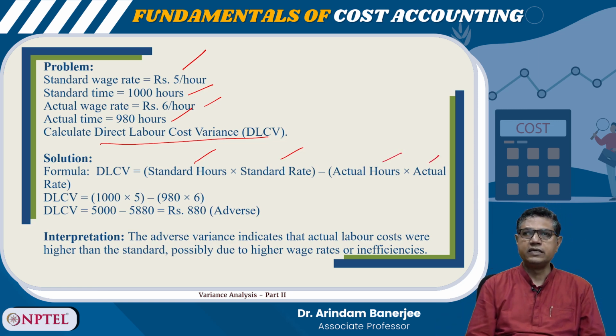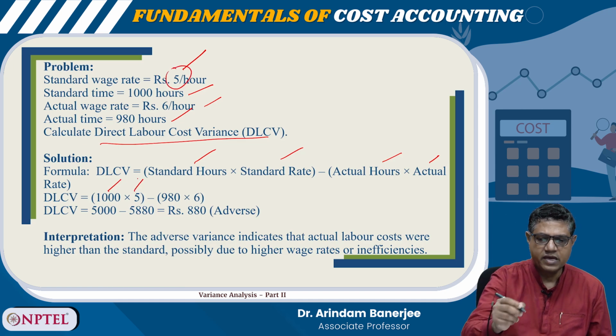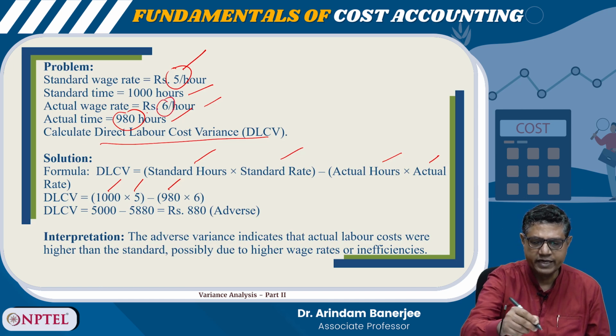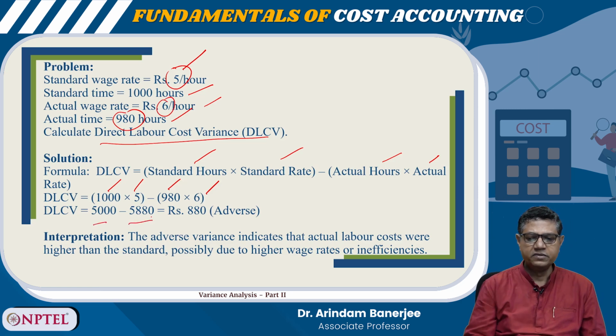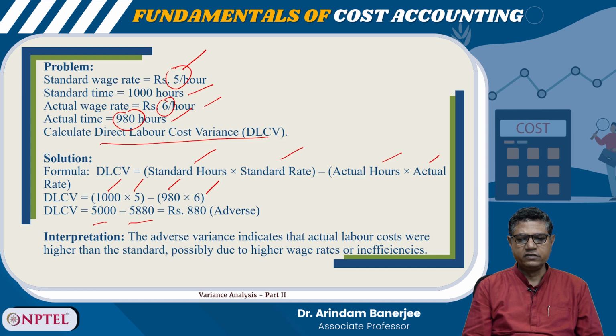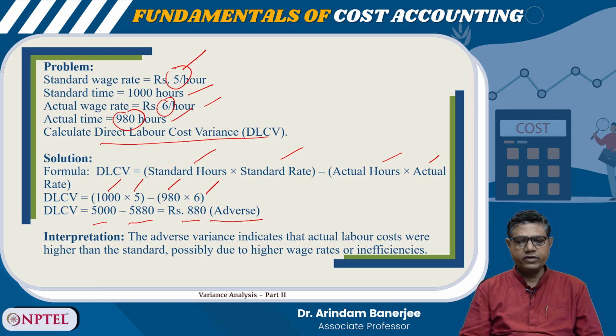Standard hours is 1000, standard rate is 5, actual hours is 980, and actual wage rate is 6. So, 1000 into 5 is 5000, and 980 into 6 is 5880. You see here the actual cost is more than the standard cost, so it is adverse. The difference between the two is 880. So it is an adverse variance.